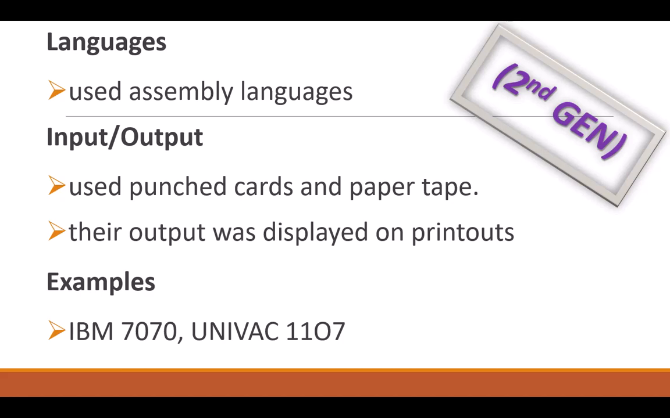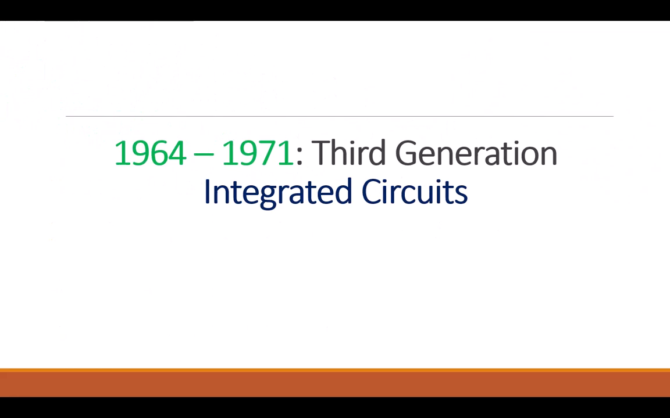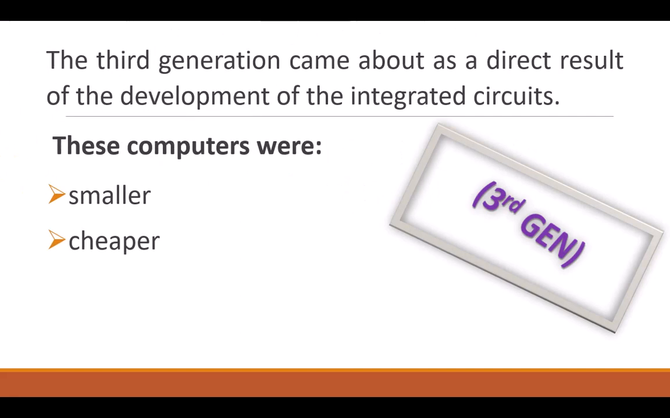3. 1964 to 1971, third generation, integrated circuits. The third generation came about as a direct result of the development of the integrated circuits. An integrated circuit is a small electronic circuit printed on a chip that contains many of its own circuit elements.